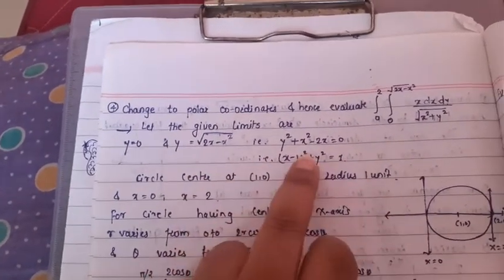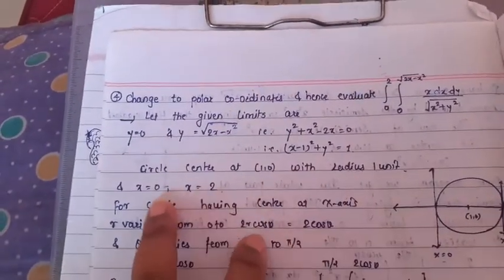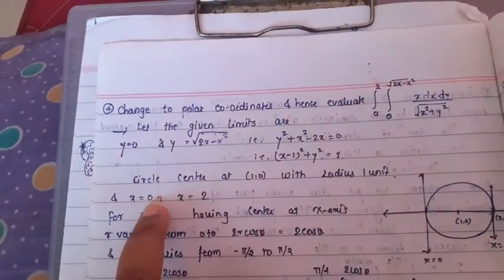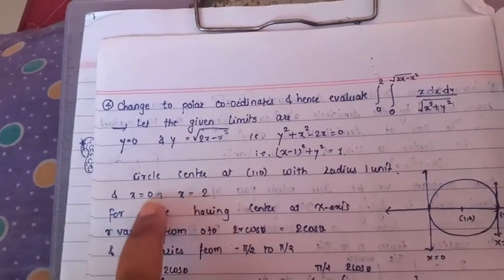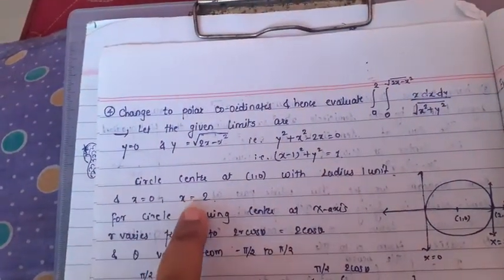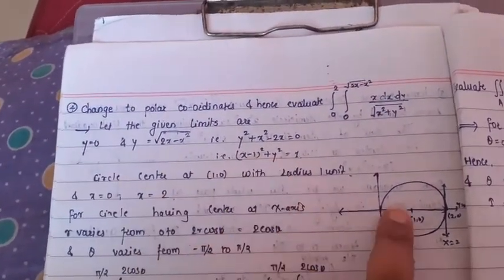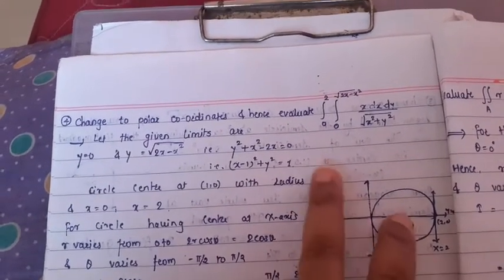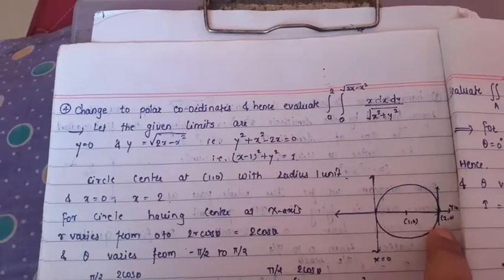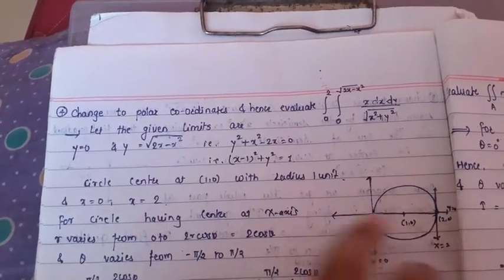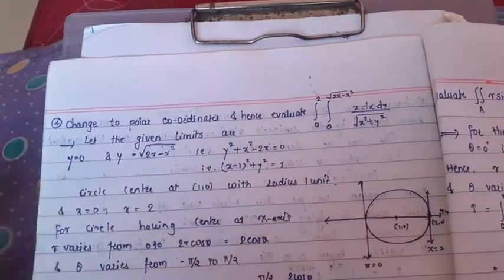Hence this is the equation of a circle with center at (1, 0) and radius 1 unit, and x varies from 0 to 2. x is equal to 0 and x is equal to 2 are the equations of lines which are parallel to the y-axis. x is equal to 0 is the equation of the y-axis and x is equal to 2 is parallel to the y-axis. According to these two lines and this circle, we can draw the circle with center at (1, 0), radius 1 unit, so this distance is 1 unit, this distance is 1 unit, here is the point (2, 0), because 1 plus 1 becomes 2, and the line x is equal to 2 passes from here.